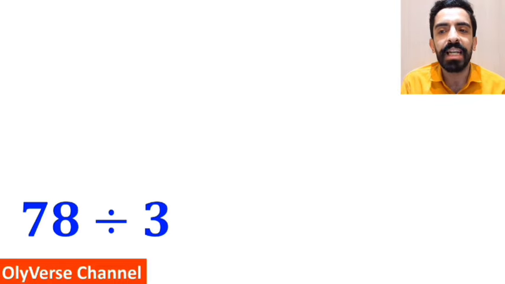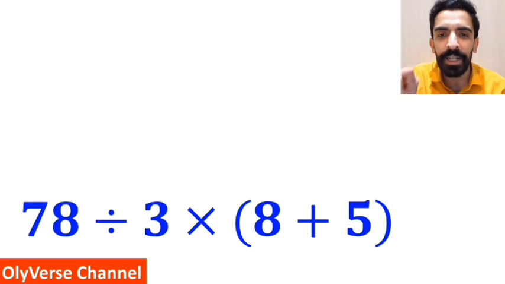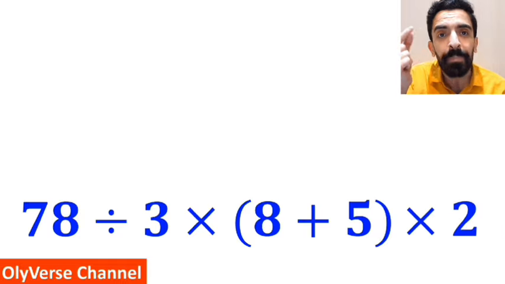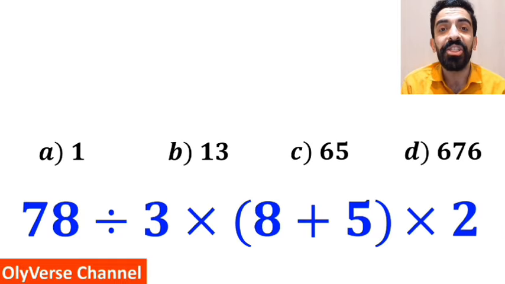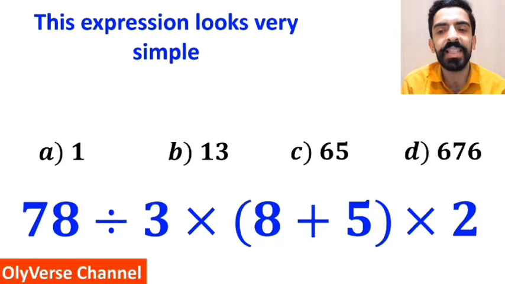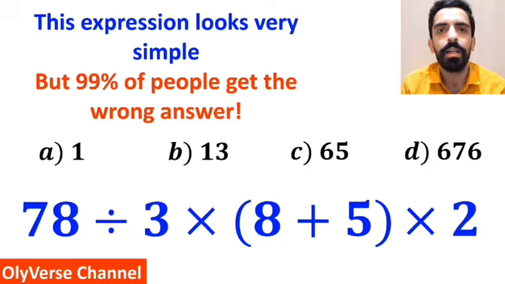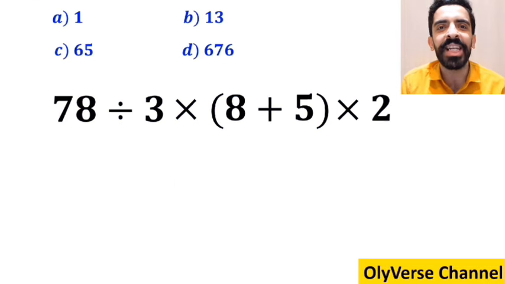What is the value of the expression 78 divided by 3 multiplied by (8 plus 5) and again multiplied by 2? Which option do you think is the correct answer to this question? This expression looks very simple, but 99% of people get the wrong answer. Let's go step by step and solve it together.